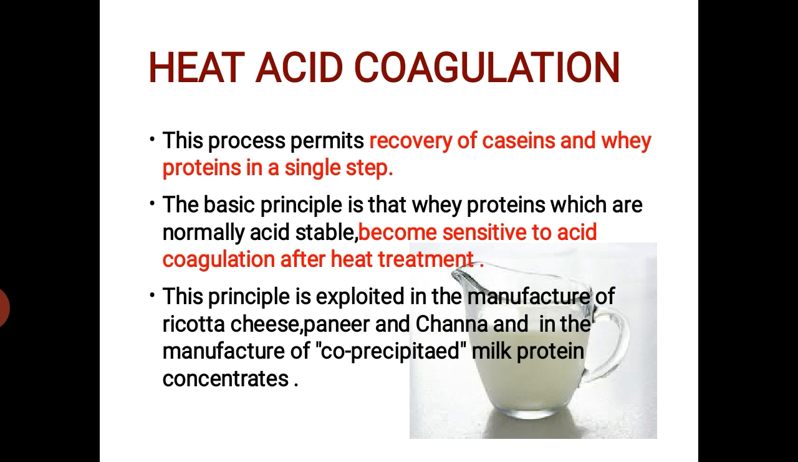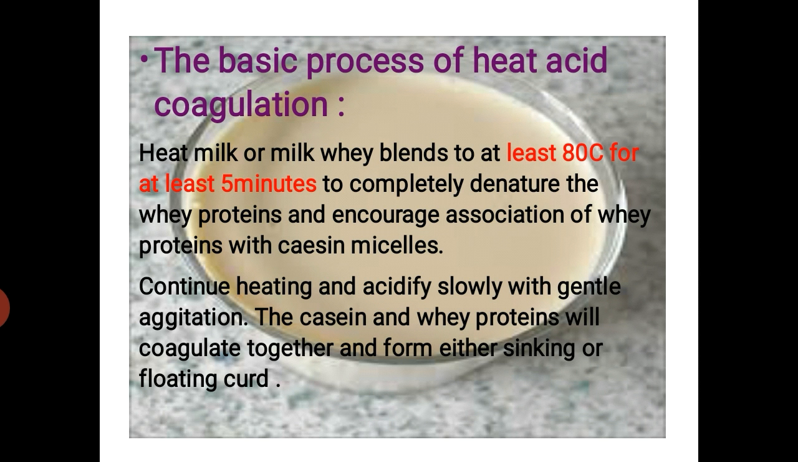Now, heat acid coagulation of milk. This process permits recovery of casein and whey proteins in a single step. Basic principle is that whey proteins which are normally acid stable become sensitive to acid coagulation after heat treatment. This principle is exploited in the manufacture of ricotta cheese, paneer, and chana, and in the manufacture of co-precipitated milk protein concentrates. The basic process of heat acid coagulation.